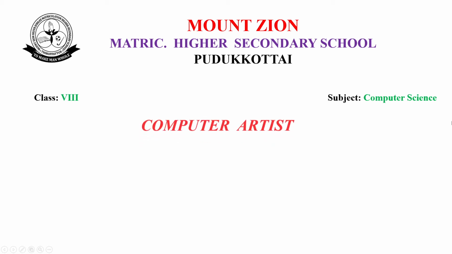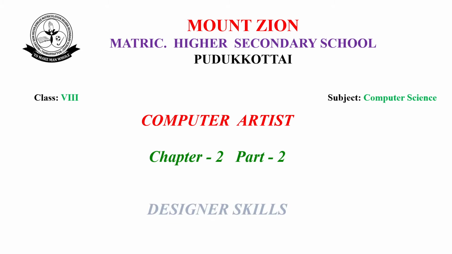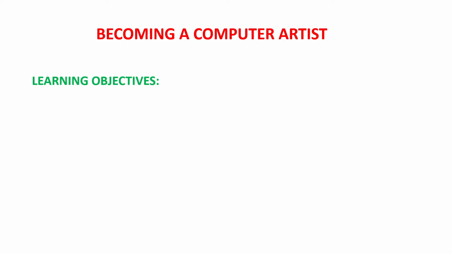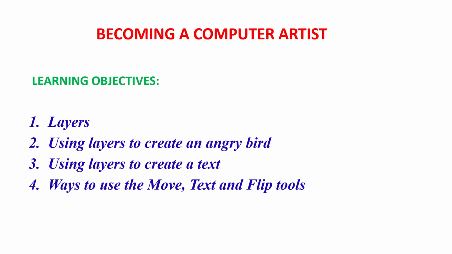Good morning, students. Under Computer Artist, let us see part 2, chapter 2, Designer Skills. Before that, let us see the learning objectives. What is a layer? Using layers to create an Angry Bird. Using layers, how to create text. Ways to use the move, text and flip tools.